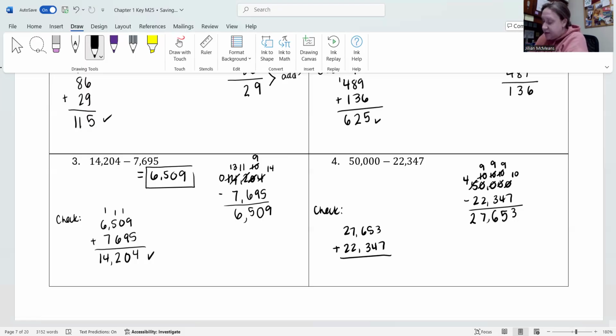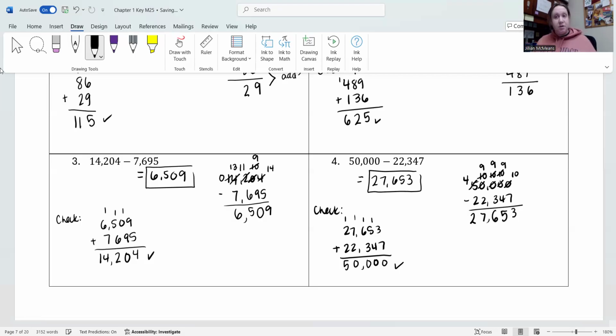So 3 plus 7 is 10, so I keep a 0, carry a 1. 5 plus 4 plus 1 is 10. I keep a 0, I carry a 1. 6 plus 3 plus 1 is 10. I keep a 0, I carry a 1. 2 plus 7 plus 1 again is 10. I keep a 0, I carry a 1. And then 2 plus 2 plus 1 is 5. So everything really does check out here. So we would say our final answer here is 27,653. So that is subtraction with borrowing.